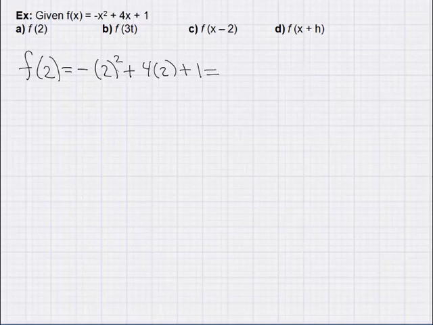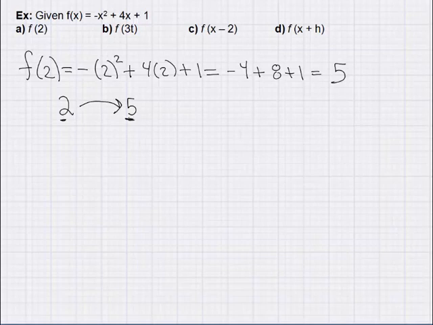So what I end up with is 2 squared is 4 times a negative. I get negative 4 plus 8 plus 1. So I end up with negative 4 and 8 is positive 4. 4 and 1 is 5. So f of 2 equals 5. And what that's basically telling me is that 2 is getting matched up with 5 through this function. This is my independent value, this is my dependent value. This one right here is my domain, this right here is my range.